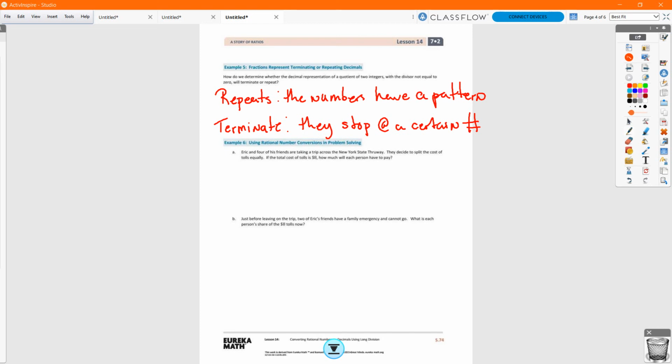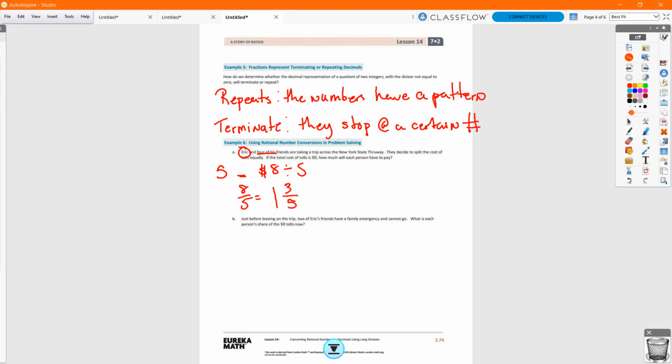All right? Let's look at example 6. Eric and 4 of his friends are taking a trip across the New York State Thruway. They decide to split the cost of the tolls equally. If the total cost of the tolls is $8, how much will each person have to pay? Okay, they want to divide $8 evenly. How many people are on the trip? We got Eric and his 4 friends. So that means there are 5 people. They want to take $8 and divide it equally amongst the 5 of them. So that's 8/5, or that's the same as 1 3/5.